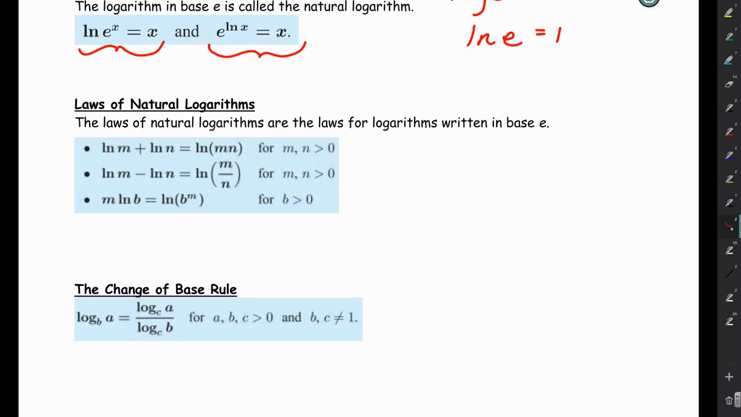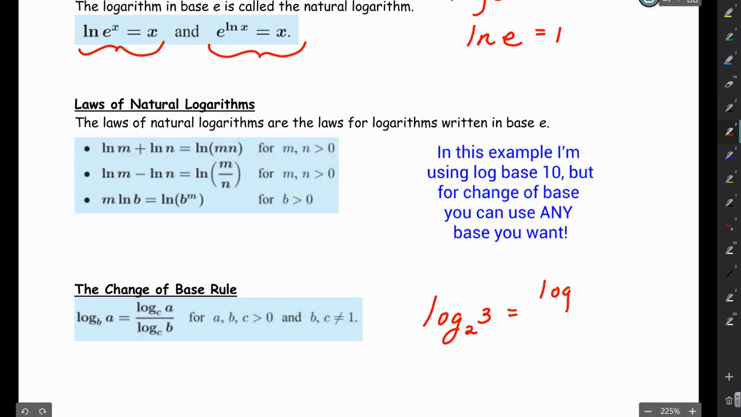The change of base rule I showed you on the calculator just a few minutes ago, but I'll do another example. If you have log base 2 of 3, you could put that in your calculator just like that, or you could put it in your calculator as log of 3 divided by log of 2. Just make sure you use parentheses.